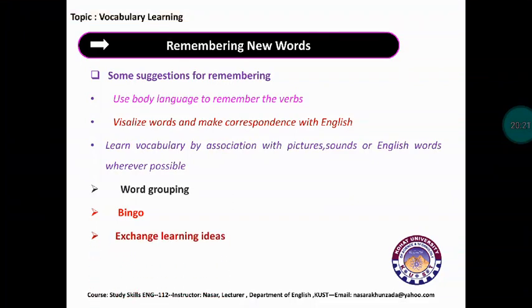Exchange learning ideas. Organize a list of words that you and others are finding it hard to remember. Each person in a group is allotted a number of words and brings along one novel idea for remembering them.